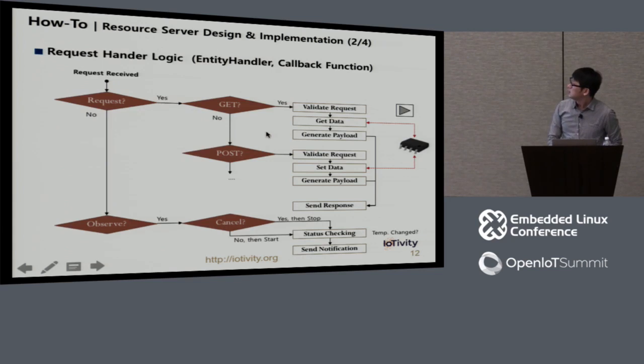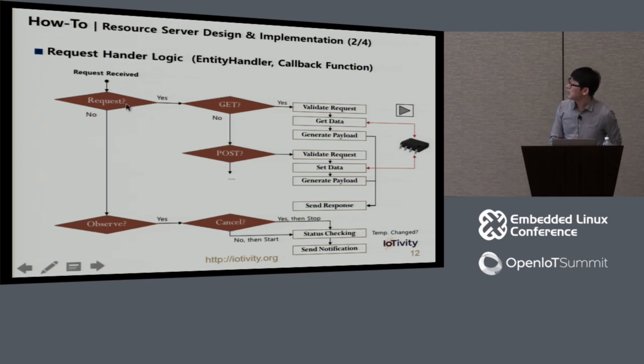Okay. So this is the flow of the logic that you need to capture in the callback. We call it the entity handler. We have to register this callback when you register your resources. So inside the entity handler, there is logic to distinguish whether it is the request type or the observe type. The reason why we distinguish between request and observe is because observe is a GET request with some special flag. So that's why we distinguish it. I'll explain the details later.